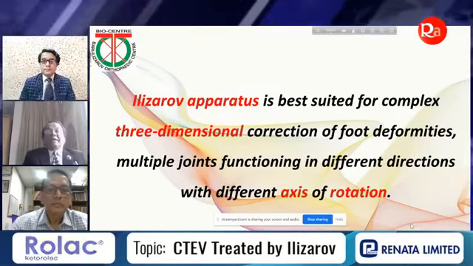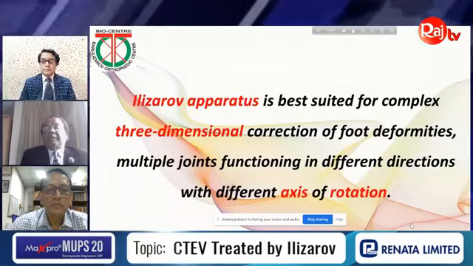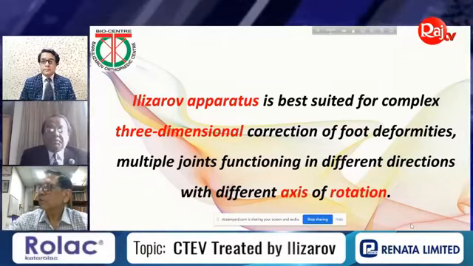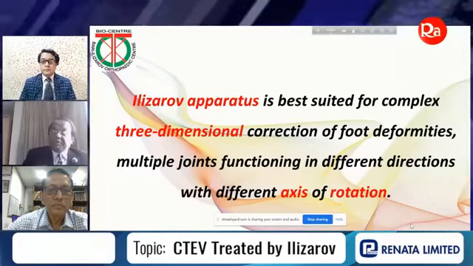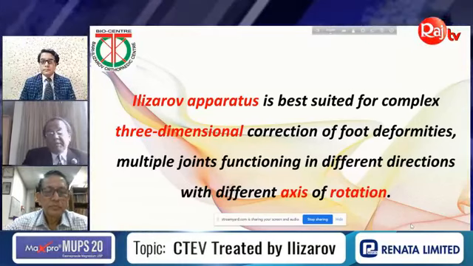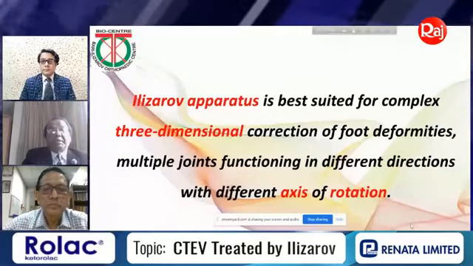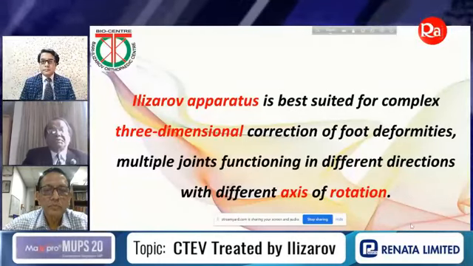Now, this Ilizarov apparatus is best suited for complex three-dimensional correction of the foot deformities, multiple joint functioning in different directions with different axes of rotation. This is very important. And with Ilizarov, you can correct all kinds of three-dimensional deformities.